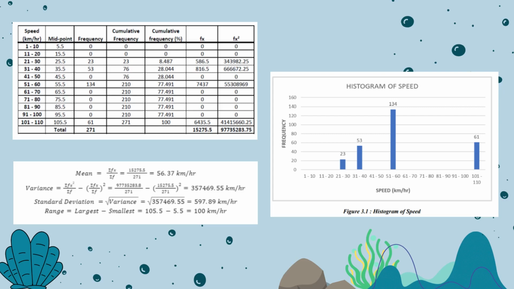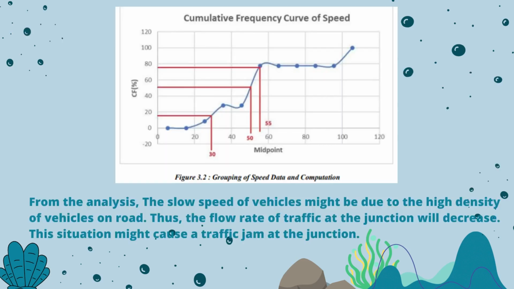From the speed distribution, a histogram and cumulative frequency curve are plotted. From the histogram of speed, we can say that in the hour of 5:45 to 6 p.m., most vehicles pass the reference point moving with a speed of 51 to 60 km per hour only. From the cumulative frequency curve of speed, the median of the speed is 50 km per hour. The 15th percentile of speed is 30 km per hour and the 75th percentile of speed is 55 km per hour.